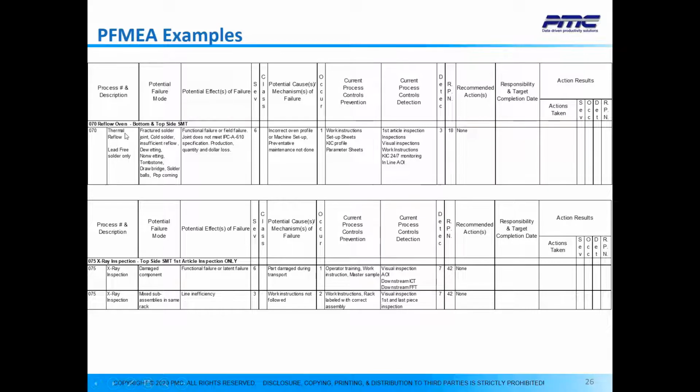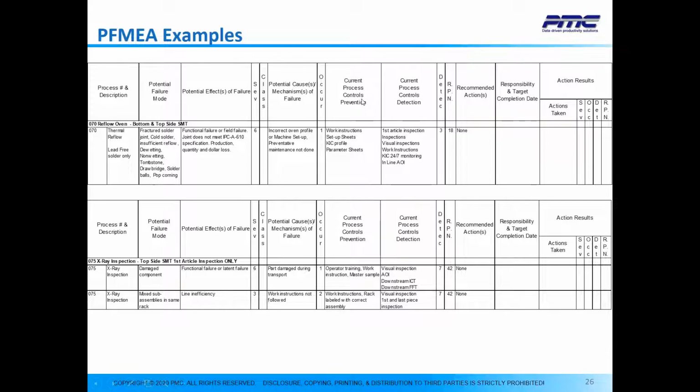A couple of examples here I provided. This has to do with surface mount technology. It says here the reflow oven, bottom and top side, a thermal reflow, lead-free solder only. What's the potential failure mode? Fracture solder joint. What would be the effect of that? Functional failure or field failure. The joint does not meet the IPC standard spec. The severity the team has identified as a 6. There's no special characteristic or class. Potential cause of this is an incorrect oven profile or machine setup. Then the occurrence, they rated it as 1. That means apparently it almost never happens.